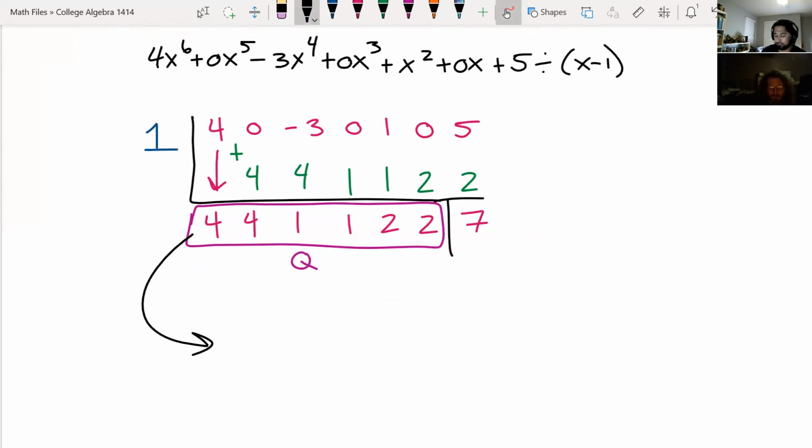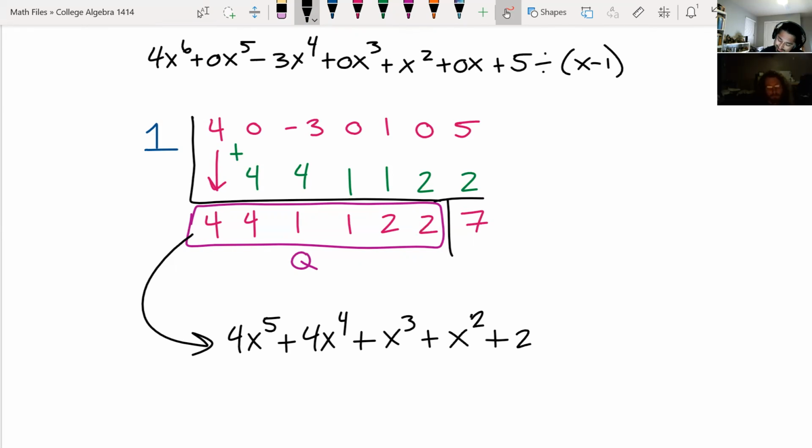What do I write? 4x to the 5th plus 4x to the 4th plus x cubed plus x squared plus 2x plus 2. And since we have a remainder, we're going to get 7 over x minus 1.